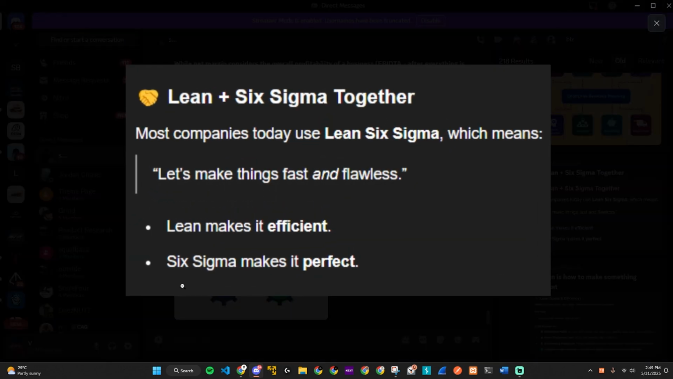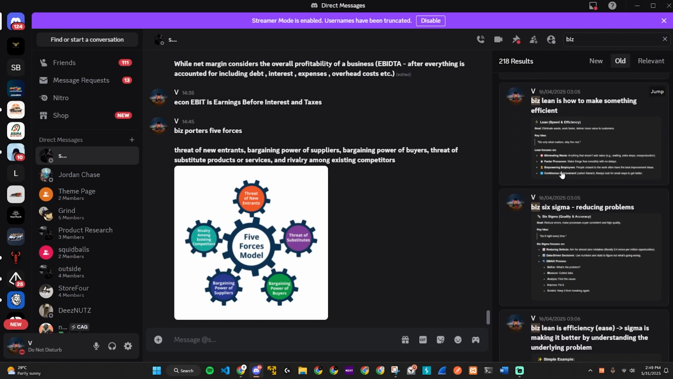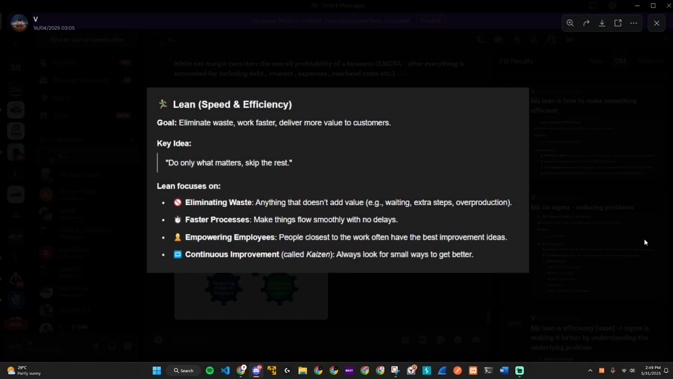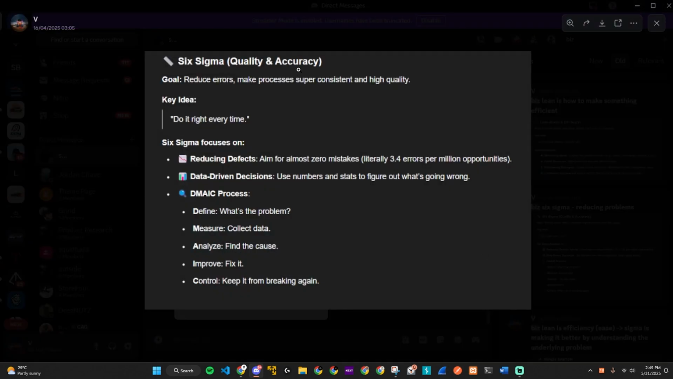Lean makes it efficient, Six Sigma makes it perfect, right? So as you can see, lean Six Sigma is: lean makes it efficient, so it reduces waste, and Six Sigma makes it perfect, right? By analyzing data, collecting data, analyzing it, and then making it sustainable for the foreseeable future. See, speed and efficiency. Six Sigma, quality and accuracy. So do it right every time by understanding data, right?